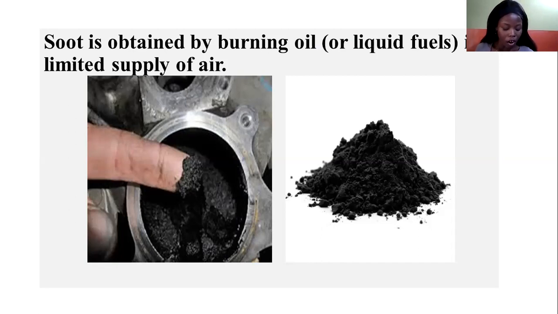Now, the uses of soot: soot is used in making printer's ink and shoe polish. Soot can also be known as lamp black. So it's used for making printer's ink, also used for making shoe polishes and cardboard paper. Those are the uses of soot.